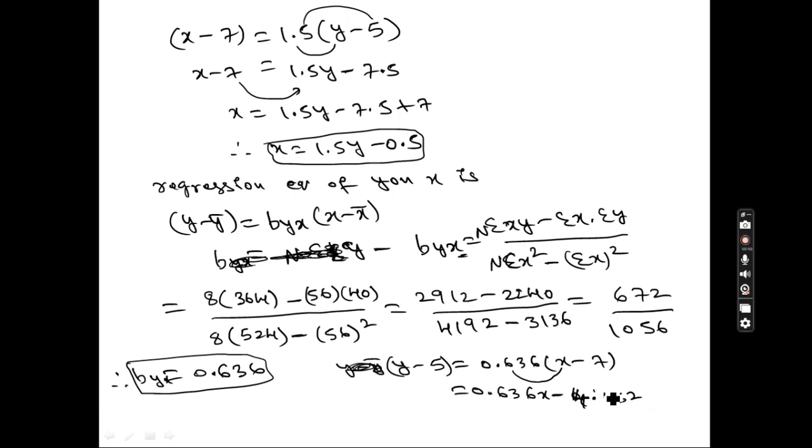So this side 5 is there now. Once the 5 comes to this side, it will become plus 5. So it will become y is equal to 0.636x minus 4.452, and when 5 comes here, it will become plus 5. So therefore y is equal to 0.636x plus 0.548. So this is your regression equation of y on x.